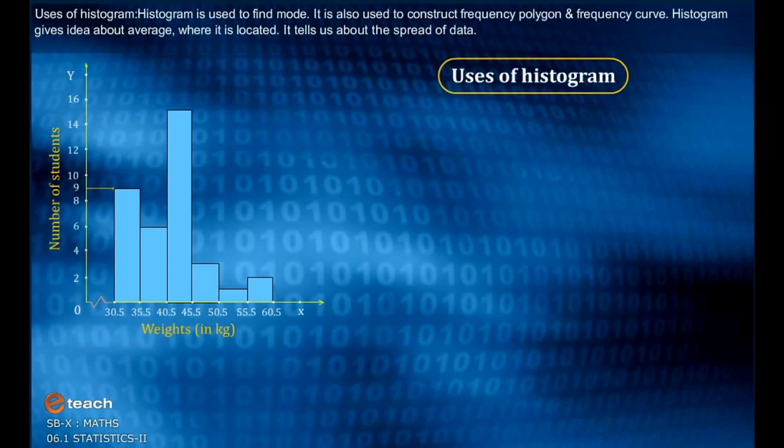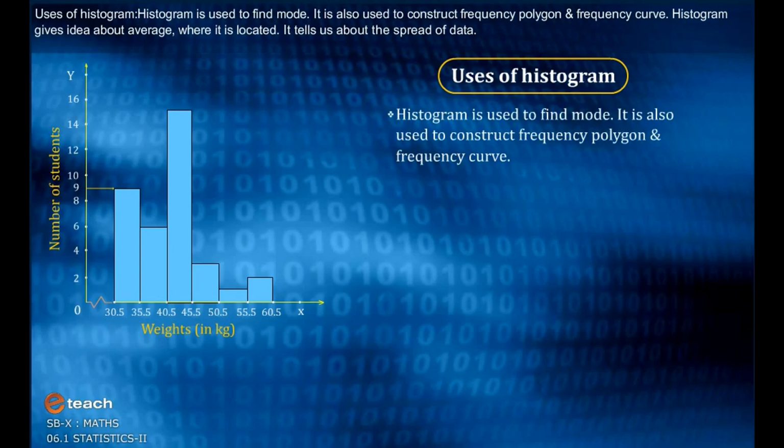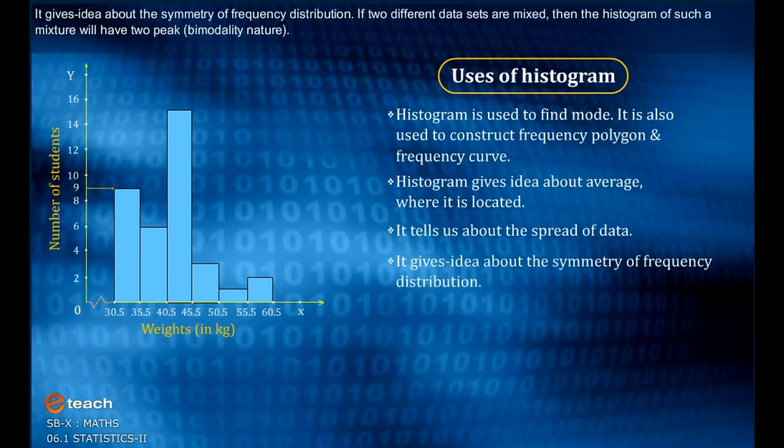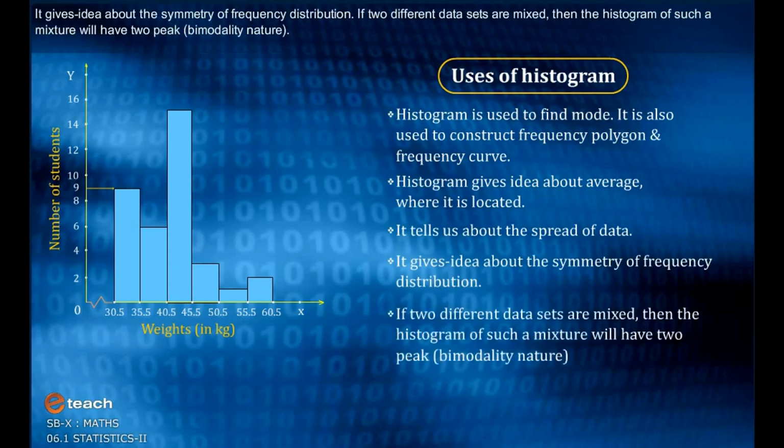Uses of histogram. 1. Histogram is used to find the mode. It is also used to construct the frequency polygon and frequency curve. 2. Histogram gives an idea about where the average is located. 3. It tells us about the spread of data. 4. It gives an idea about the symmetry of the frequency distribution. 5. If two different data sets are mixed, then the histogram of such a mixture will have two peaks. Bimodality nature.